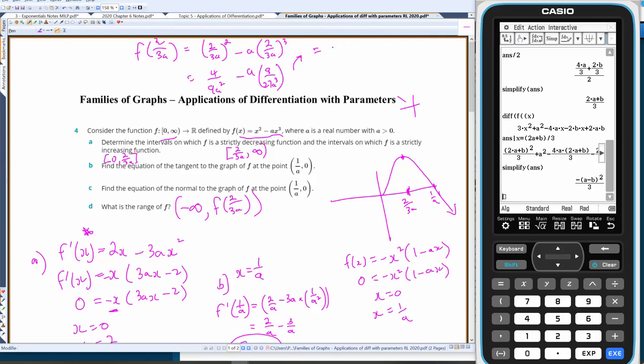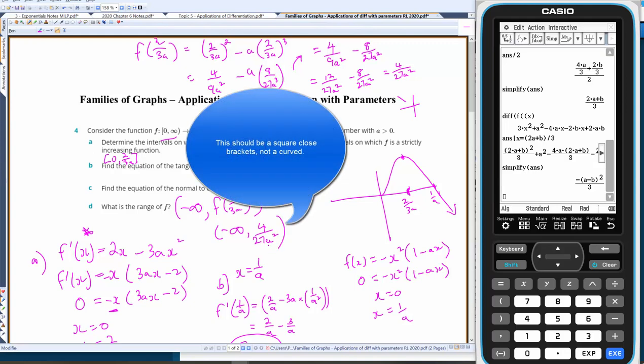That equals 4 over 9a squared, take away 8 over 27a squared. Could probably leave it like that, but let's tidy up after ourselves. So I'm going to multiply by 3, which is 12 over 27a squared, take away 8 over 27a squared, which is 4 over 27a squared. All right, so that is f of 2 over 3a. So our range is going to be negative infinity to 4 over 27a squared.